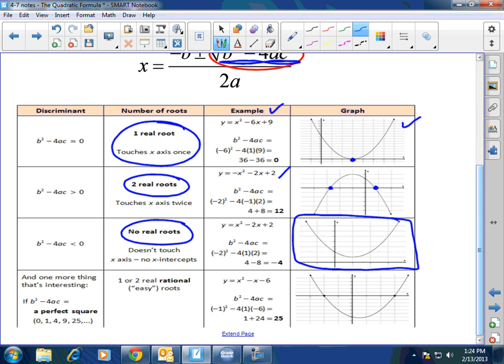I'm sorry, no. When we have a positive discriminant, we're going to have two different answers. So for example, if I say x squared equals 25, and I take the square root of that, x equals plus or minus 5, you're having your two different roots. Okay, so if it's positive, I have two answers. If the discriminant is 0, I have one answer. If the discriminant is negative, there's no solution.